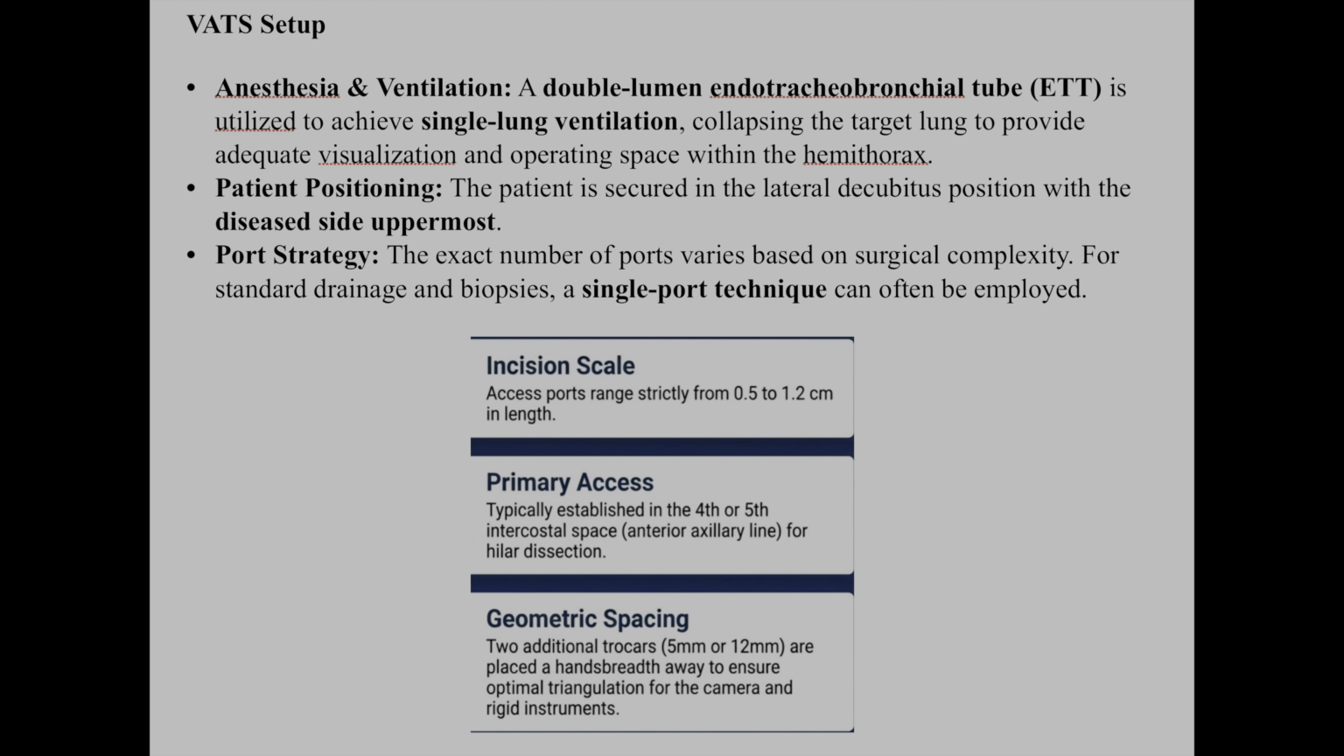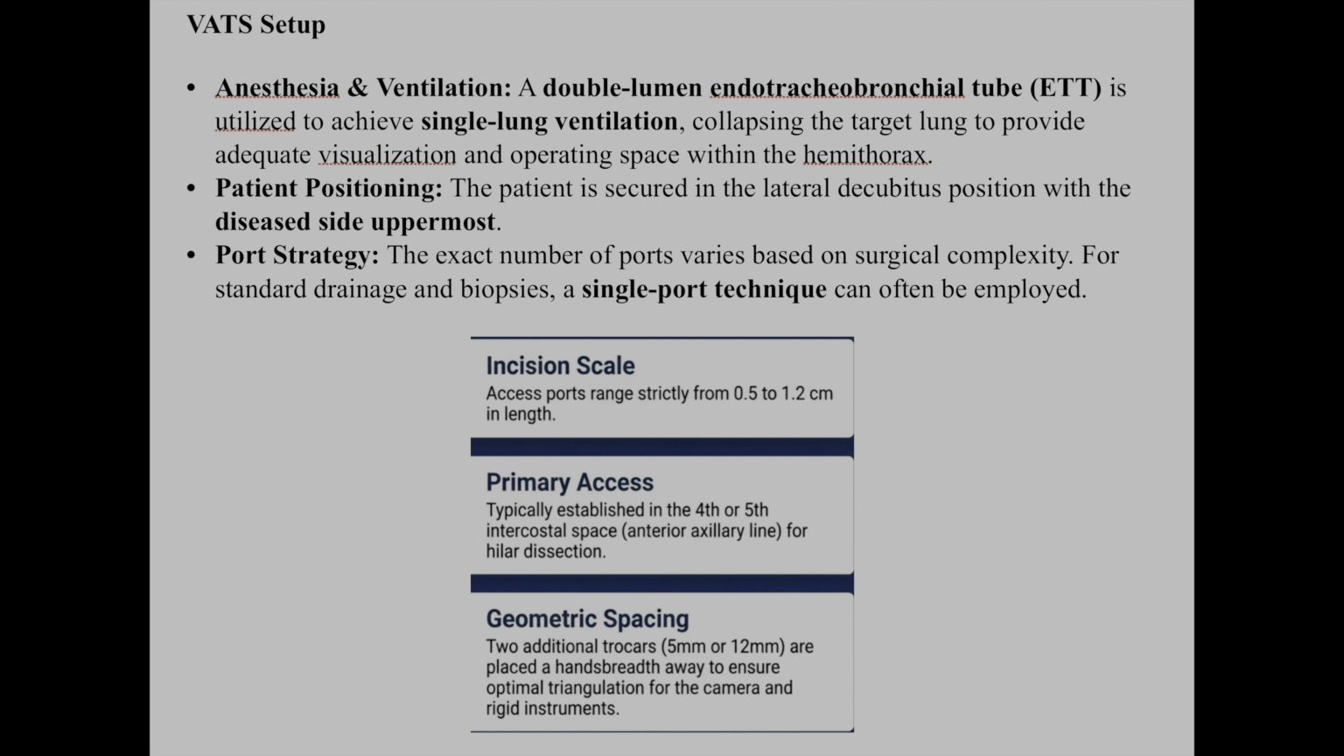VATS setup, anesthesia and ventilation. A double lumen endotracheal bronchial tube is utilized to achieve single lung ventilation, collapsing the target lung to provide adequate visualization and operating space within the hemithorax. Patient positioning. The patient is secured in the lateral decubitus position with the disease side uppermost.